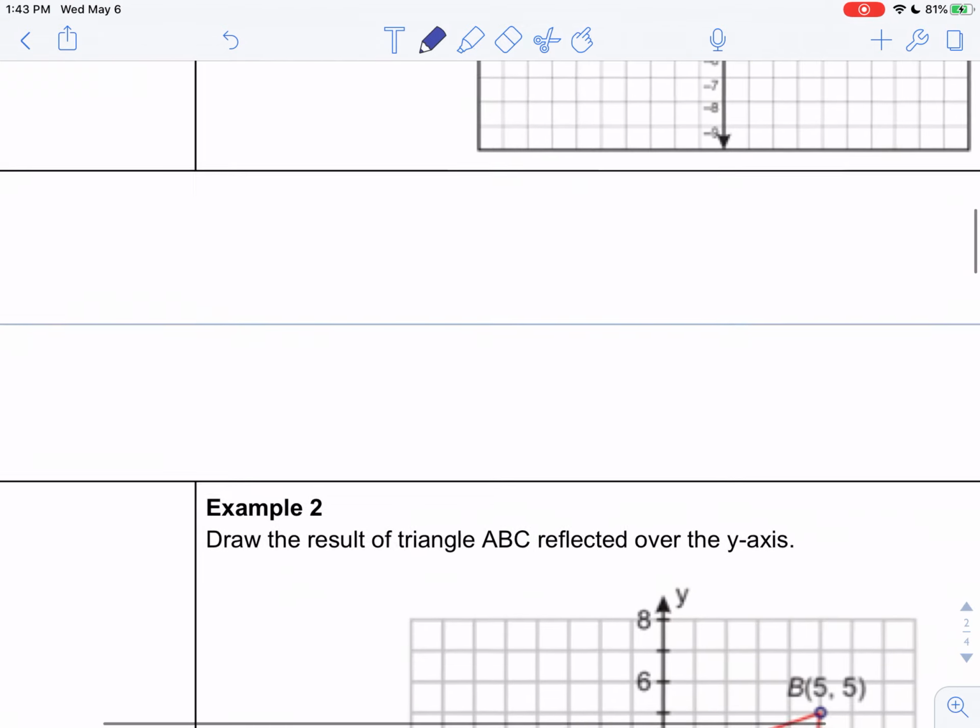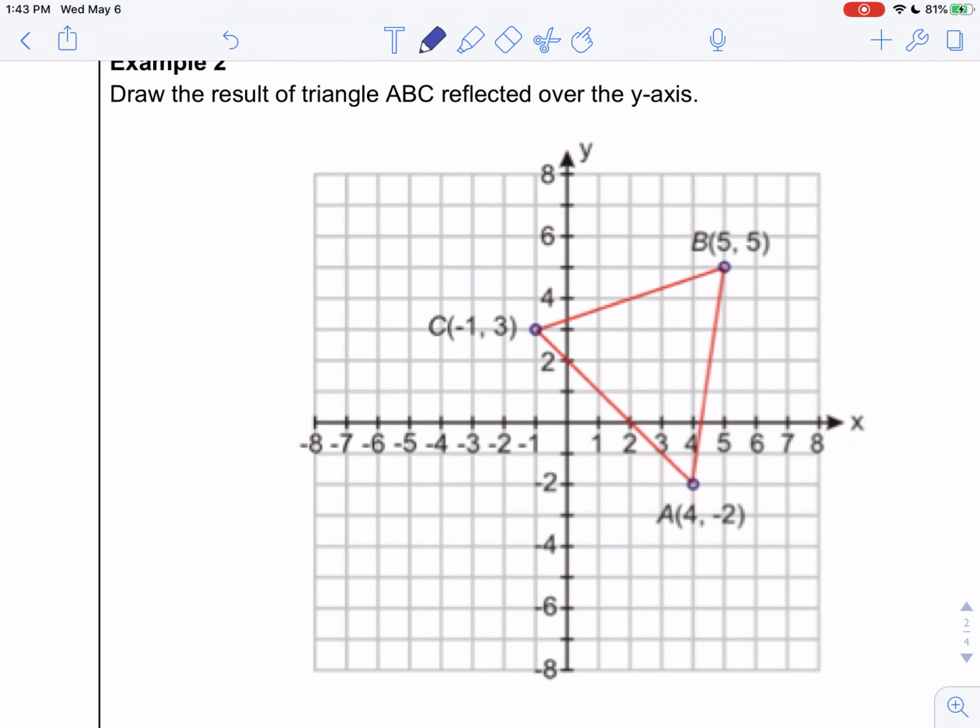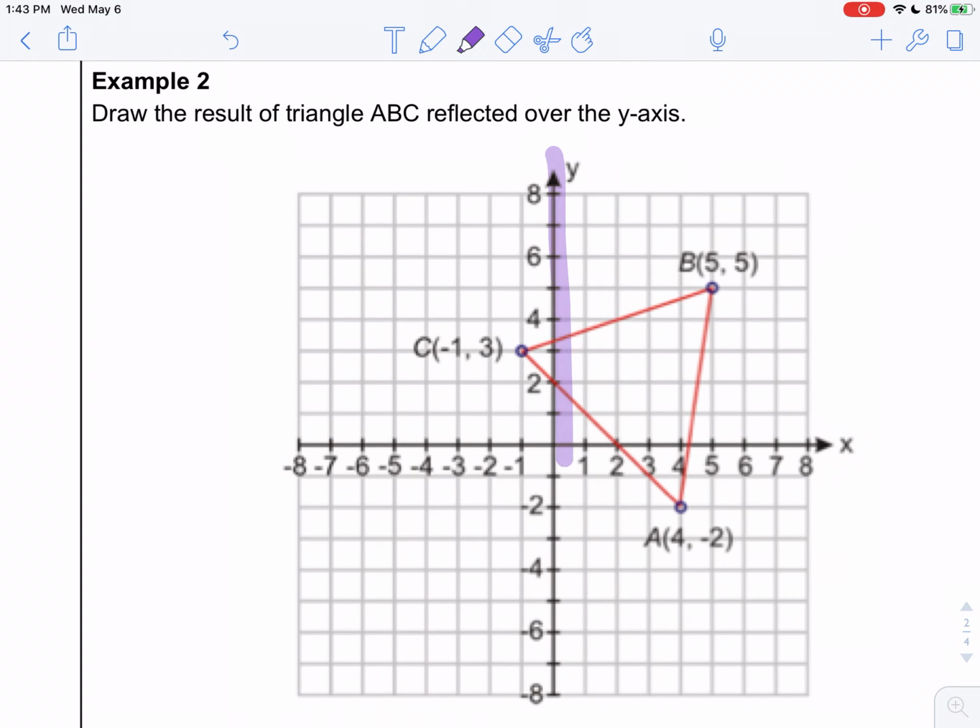All right, next one, we are going to reflect over the y-axis. The y-axis is this vertical guy. We notice that the pre-image hangs out over that line of reflection. That's okay. C is 1 unit to the left of my line of reflection, so C prime is going to be 1 unit to the right. B is 5 units to the right, so B prime is going to be 5 units to the left. A was 4 units to the right, now A prime is going to be 4 units to the left.